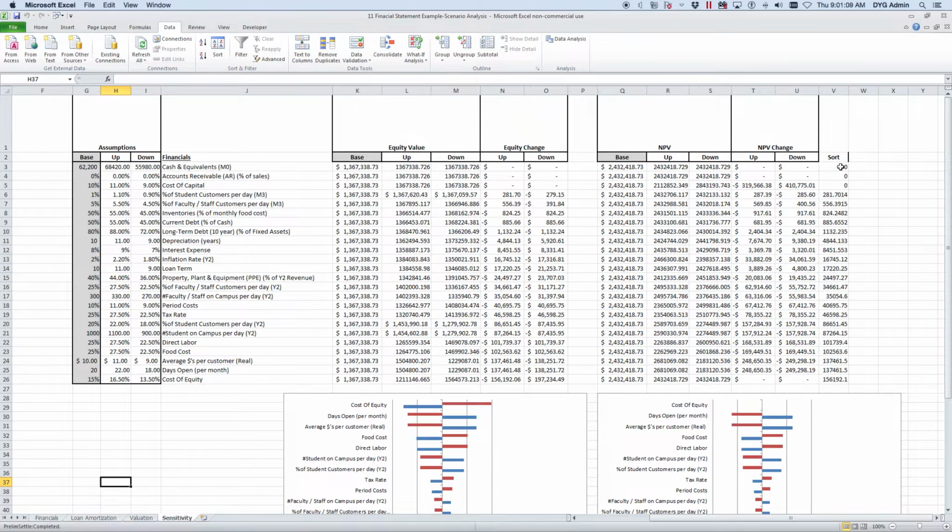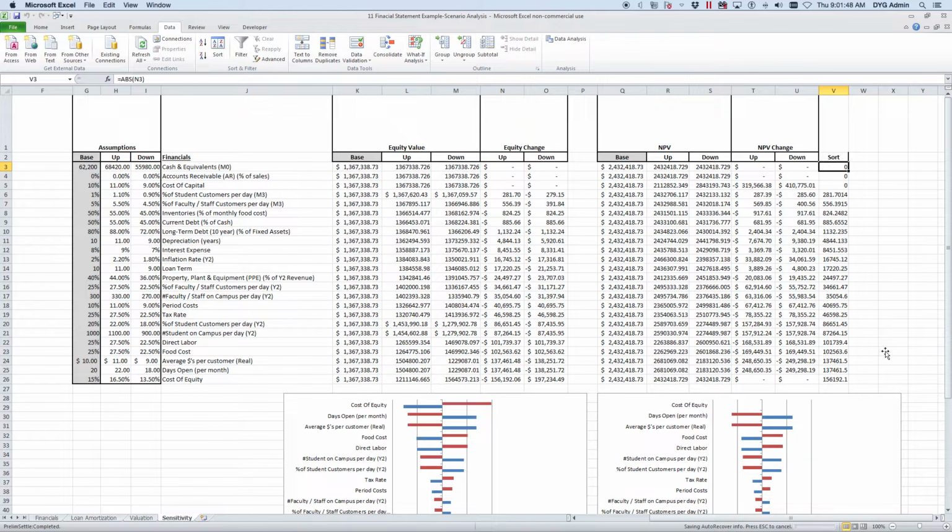I have actually created a sort column over here where I just use the absolute value of the up-down equity change. You'll see why in a minute. I'm using the absolute values so that whenever I do the sort, I wind up with the narrowest or least changes at the top, whether they're positive or negative, and the greatest changes at the bottom.